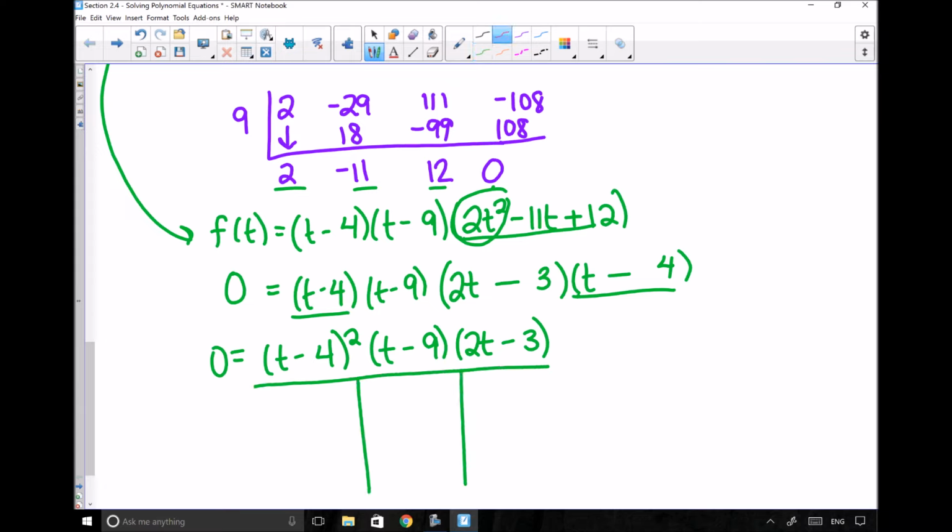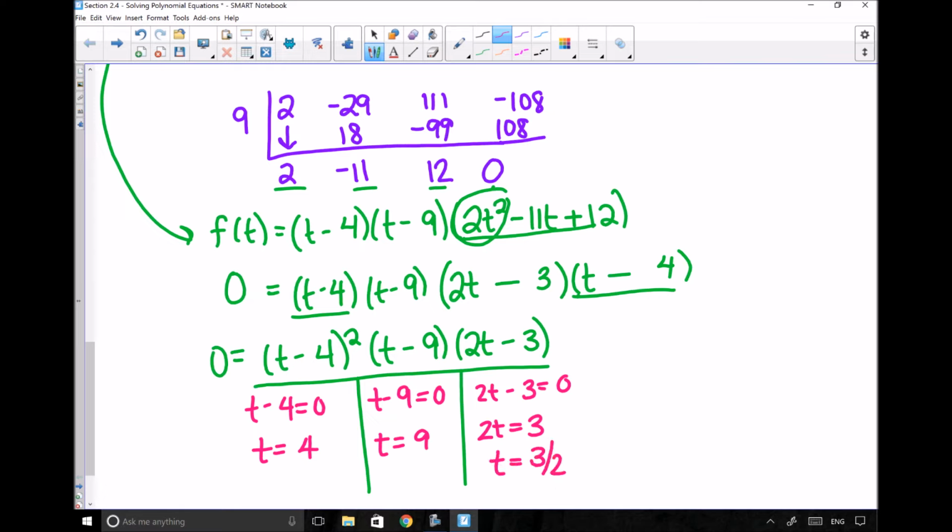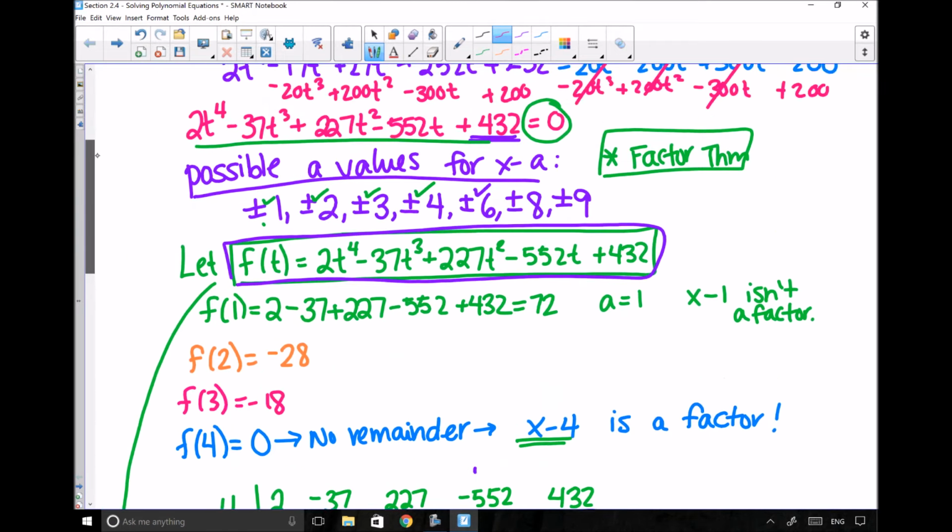Okay, so I can go ahead and set each factor equal to 0. So I'm allowed to say t minus 4 equals 0, t minus 9 equals 0, and 2t minus 3 equals 0. So that means that t equals 4 here, t equals 9 here, and when I solve here, I'm going to add 3 to both sides, so I get 2t equals 3, which means t equals 3 halves. If you notice, however, the only extra added piece for solving polynomial equations is what we did right here. Once we factor it, we can just set each factor equal to 0. Okay, so let's go back up here and see what the question is saying.